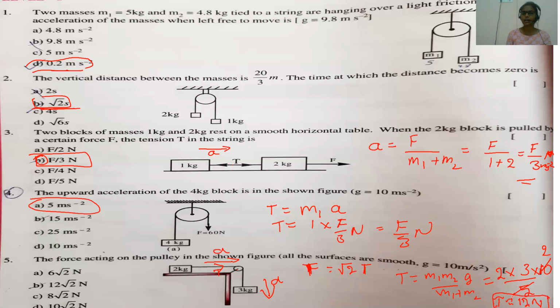But it is not correct, right? They are asking for the thrust force acting in this direction. This is 12, so the opposite we can take. So the thrust acting on the pulley, or force acting on the pulley, is given by root 2 times the tension. Tension is 12. Understood? Root 2 into 12, or we can write it as 12 root 2 Newton. So option B is the correct answer for this.